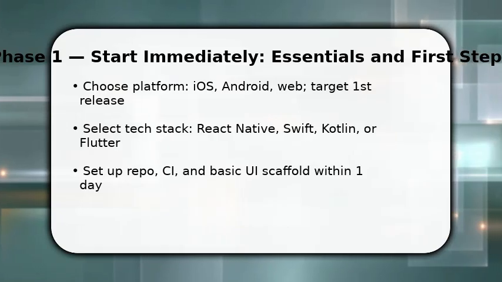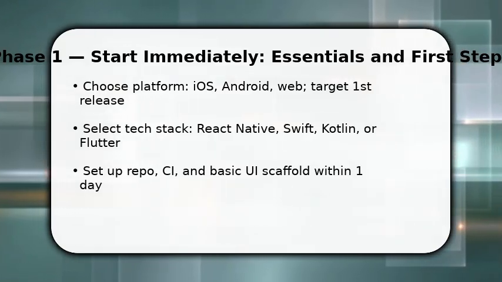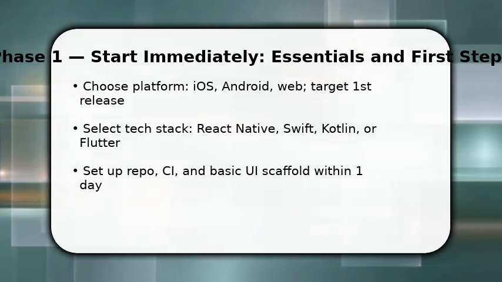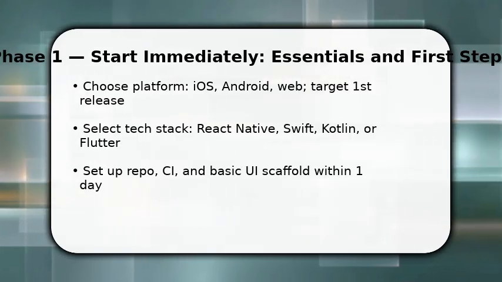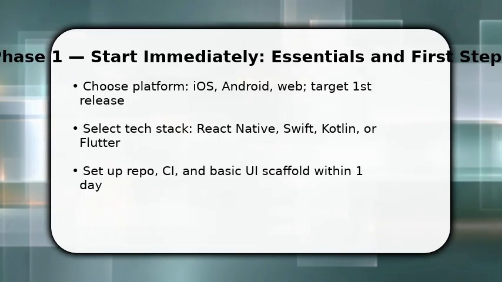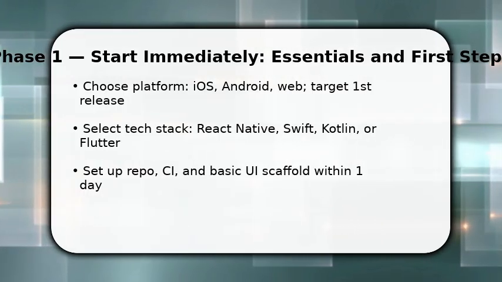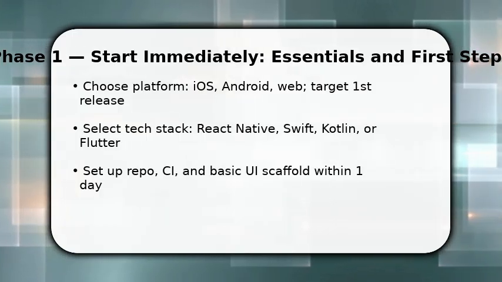Enjoy the video. You begin by locking prerequisites. Pick platform and stack because that shapes every decision. Once chosen, create a repository and initialize CI to catch errors early. It saves hours. Next, scaffold the core UI, toolbar, canvas, image loader so you have tangible screens to iterate on.